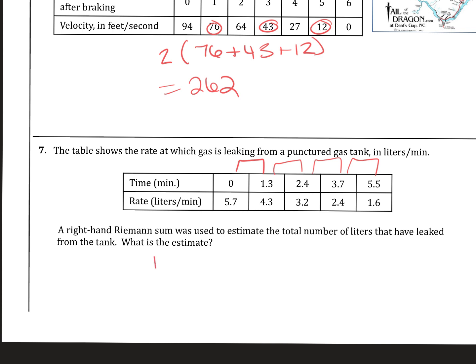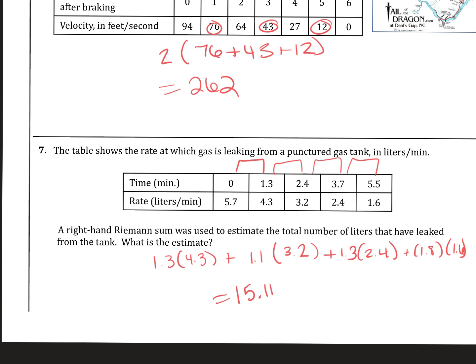So the first one has a width of 1.3, and we multiply that by 4.3 because that's our right-hand number. Thank you, Mia. And then the second one has a width of 1.1 times 3.2, then 1.3 times 2.4, and 1.8 times 1.6. So you get 15.11.